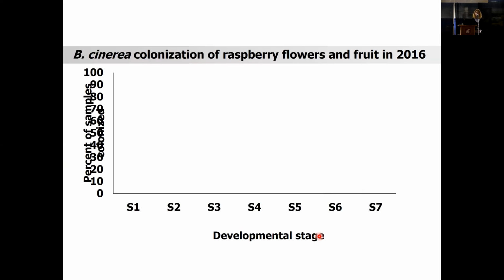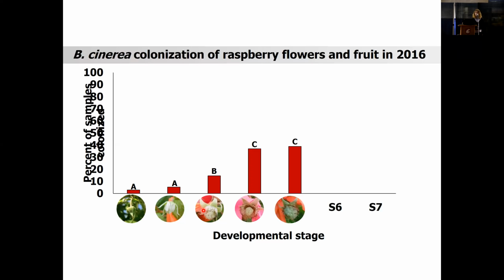So first, if you look at the colonization of flowers, the first 3 stages, we see that the percentage of colonization of flowers was actually pretty low. No more than 15% of total sampled flowers over the whole season were colonized by the fungus. When fruit started developing from these flowers, the percentage of colonization significantly increased and reached about 40% at green fruit. And the letters above the bars just represent statistical significance differences between the colonization levels between stages.